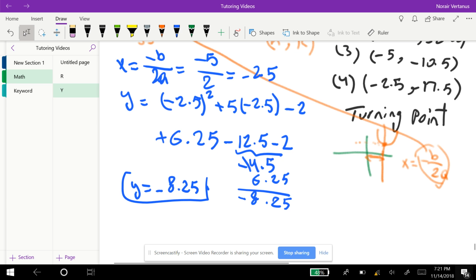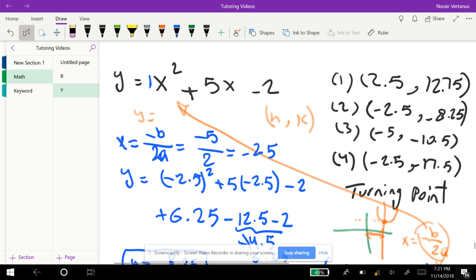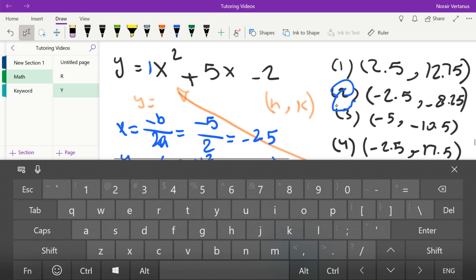That was just arithmetic, right? So it is what? Negative 2.5 and negative 8.25. So there it is. That's the answer.